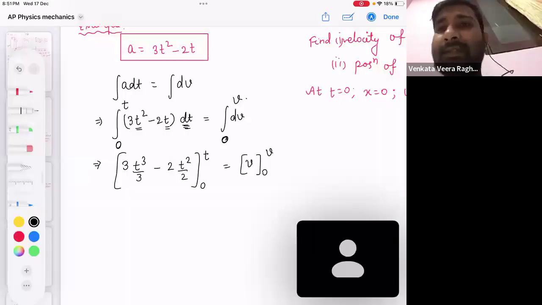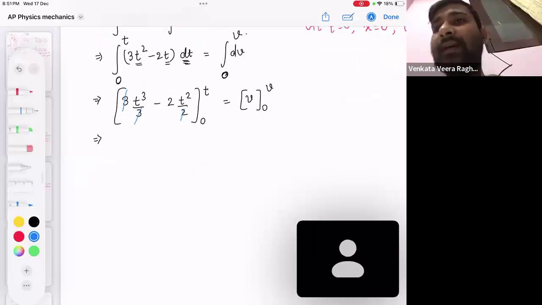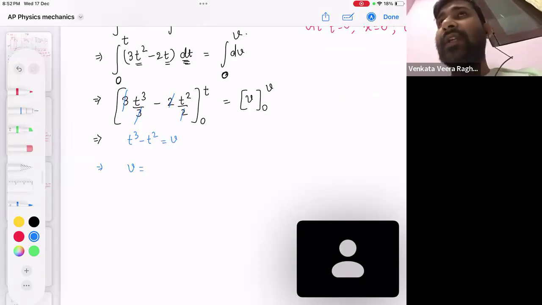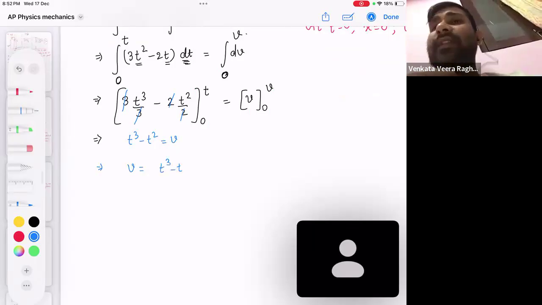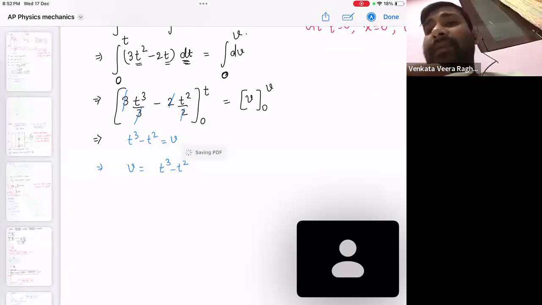So now, what will happen next? Let's simplify it, right? If you simplify it, the 3 gets cancelled, the 2 gets cancelled, and let's keep the upper and lower limit. So t cube minus t squared, is that equal to v? So that means what is the velocity? Okay, velocity as a function of time, we got it. Now whatever time they give us in the question, at that time we will be able to calculate the velocity of the particle. Velocity of the particle at different times, we will be able to calculate it.